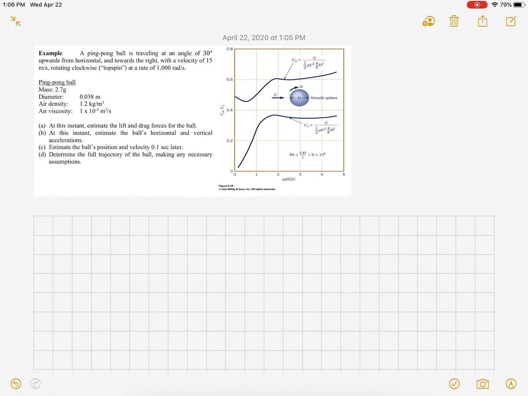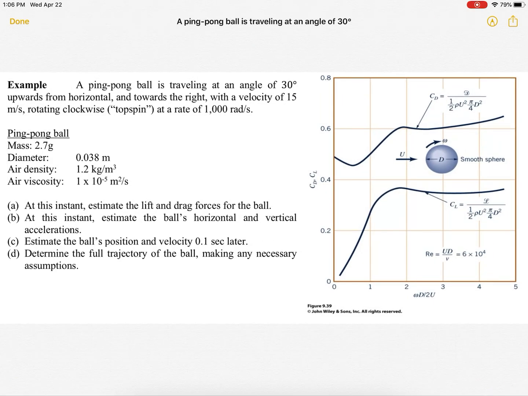Okay, I'm going to solve a problem here involving the trajectory of a ping pong ball. If you need your ASMR fix, here we go. There you go.